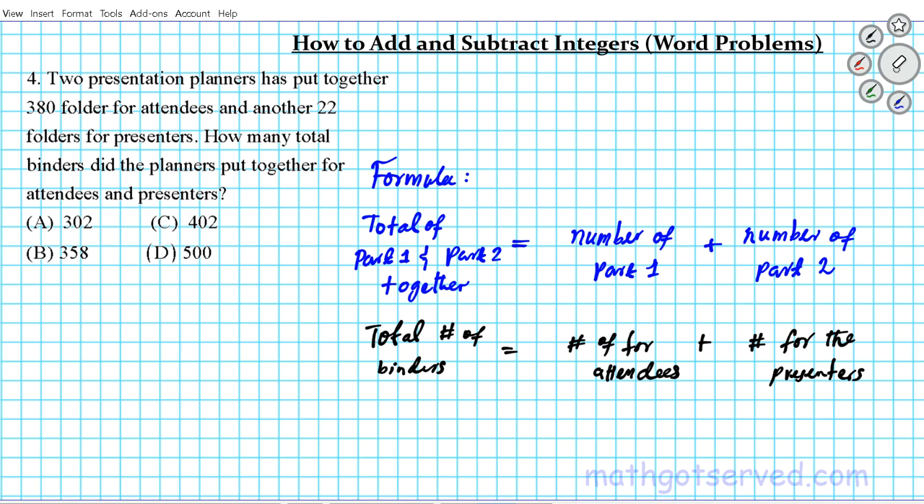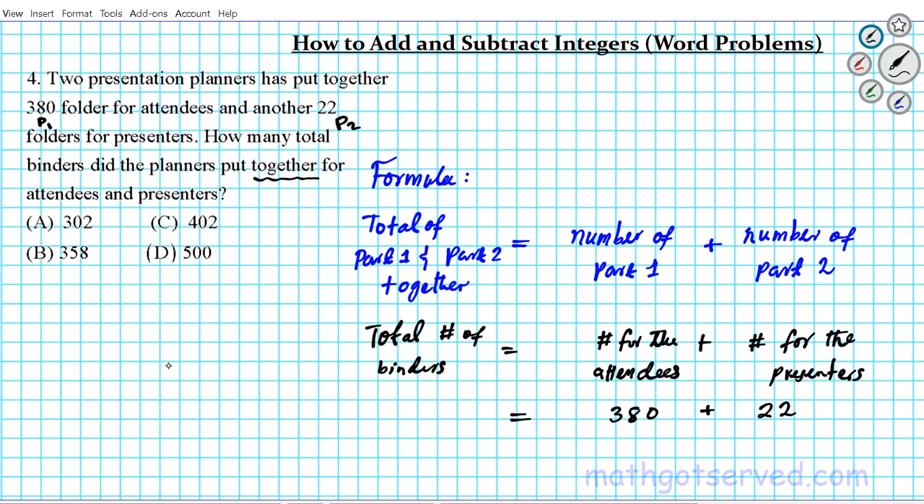Okay? And we know that's the case because of the word together. That word put together indicated the operation that we're going to be implementing. All right, so let's go ahead and put it together. How many binders were for attendees? There were a total of 380. So this is P1. So 380 binders for the attendees put together plus the number for presenters. This is P2, part 2, to make the whole, is 22.